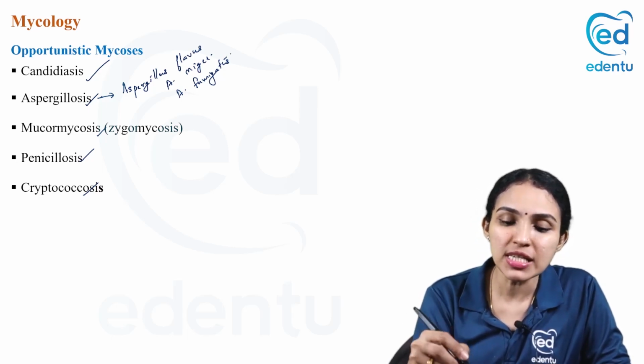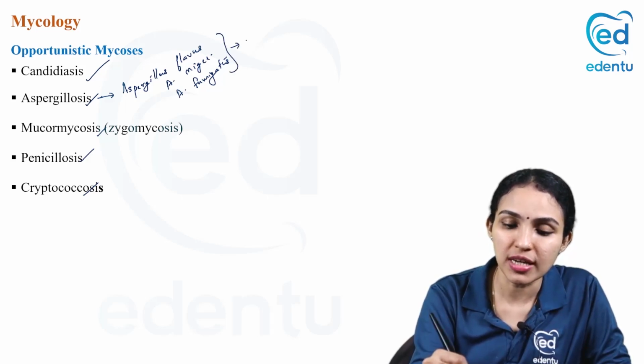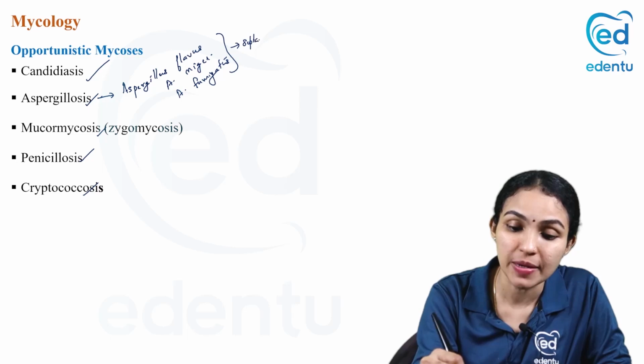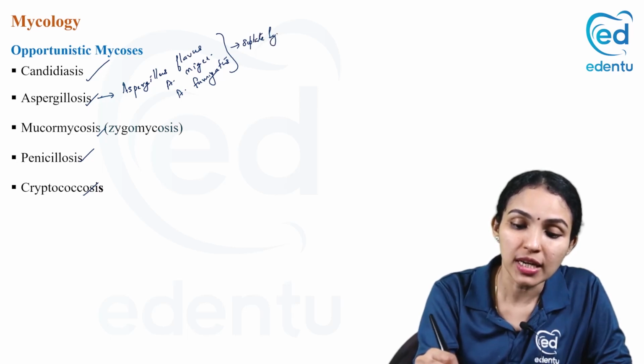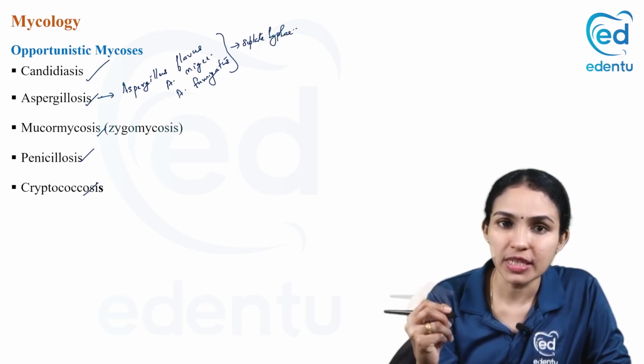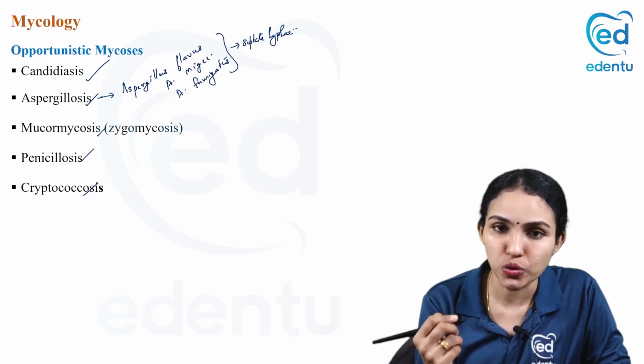And I hope you remember the morphology of Aspergillus. It is a mold and produces septate hyphae, right? And the spores are called conidiospores.